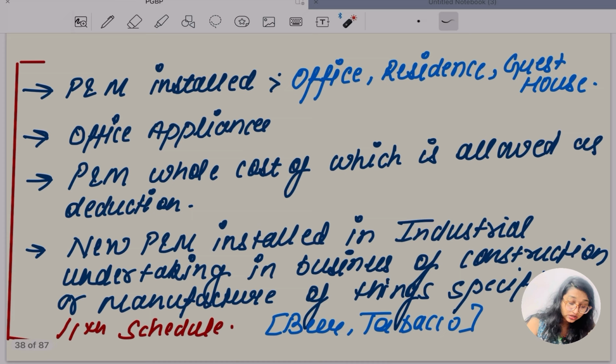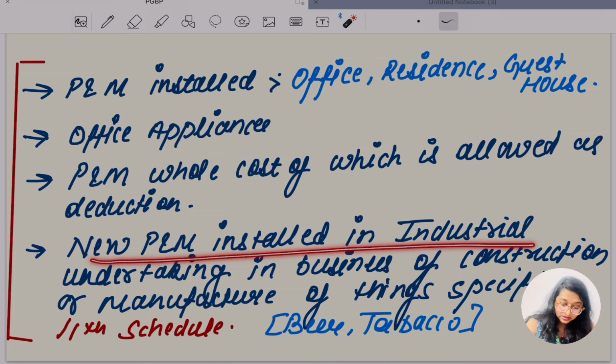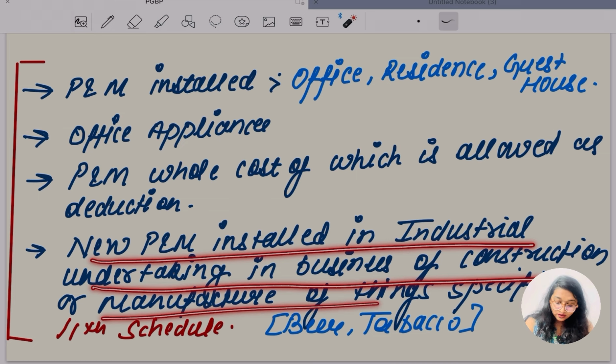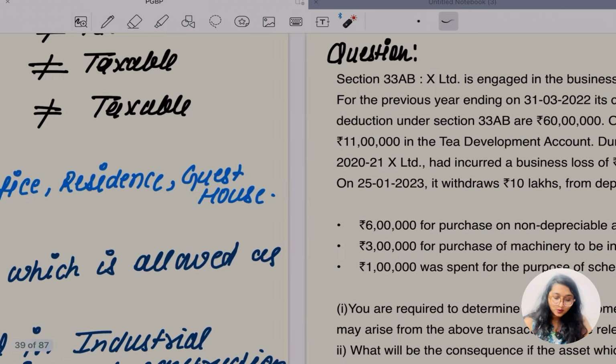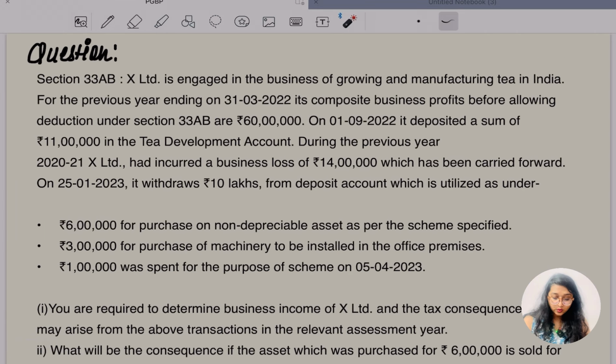Then it says about a new point: new plant and machinery installed in an industrial undertaking, business of construction or manufacture of things specified under the 11th schedule. The 11th schedule is related to beer, tobacco and so on. So they are saying if it is used for this 11th schedule purpose, then that part also cannot be taken. If the plant and machinery is installed in an industrial undertaking and the business of construction or manufacture is related to the 11th schedule, you cannot take the deduction under section 33AB.